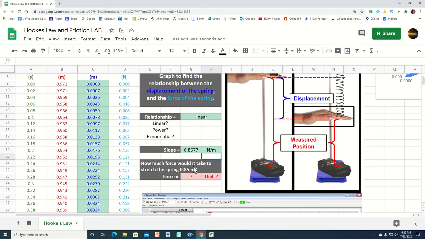So my question now is, how much force would it take to stretch the spring 0.85 meters? I can type it in as a formula. The distance was 0.85. This is how much it would stretch per 1 meter, but we're only stretching at 0.85 meters. So I'm going to just multiply those two, and that's how much force it would have taken, a little less than what it was if we had done it 1 full meter.